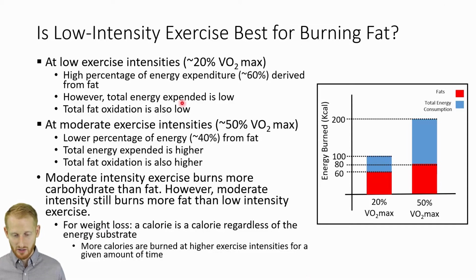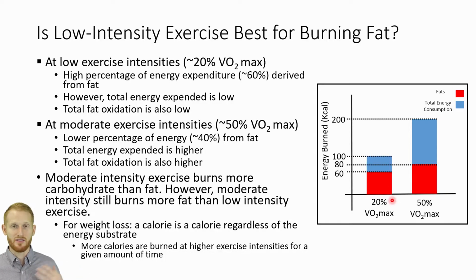So at very, very low intensities, around, say, 20% of your VO2max, you're going to burn about 60% of your energy from fat. Okay, so that's what we're seeing here. At 20% of your VO2max, 60% of that energy is going to be coming from fat. If we increase the exercise intensity just up to 50% of your VO2max, which is still not very intense, now you're going to be only burning around 40% of your calories from fat, and the rest, the blue here, is coming from carbohydrates primarily. So are you burning more fat at a higher intensity or a lower intensity?